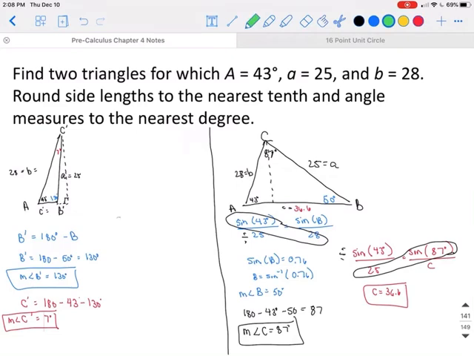Once we have that angle, we can now find side c. So I know that the sine of 43 degrees goes with side a, and I know that the sine of 7 degrees goes with our new c prime side. If we cross multiply and divide, we are going to get that the side c prime will equal 4.5.